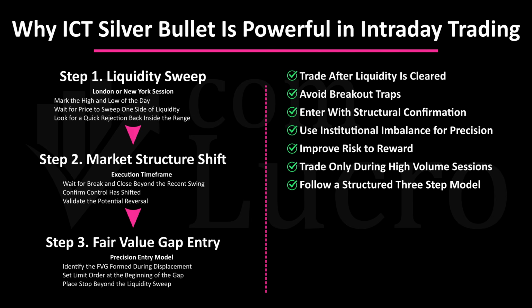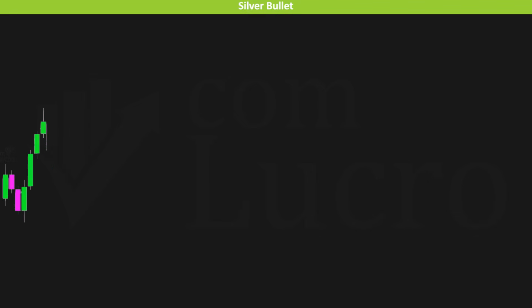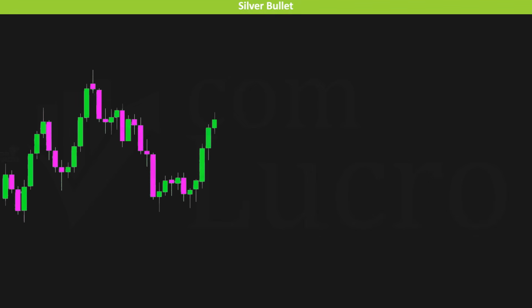Every time price breaks the high of the day, two traders take opposite sides of the same candle. One buys the breakout, the other sells into it, knowing where it dies. The ICT Silver Bullet puts you on that second side.